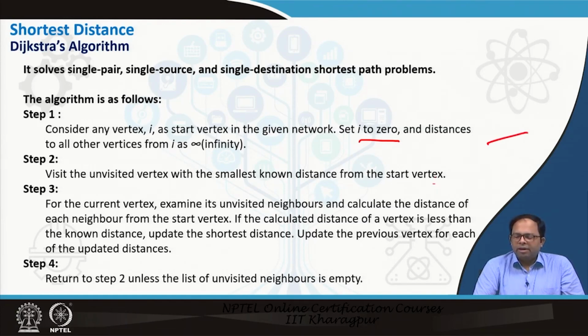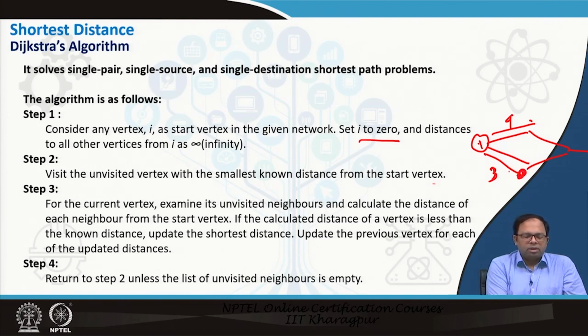So suppose I have a network. So this is my start vertex. So I will reach the vertices along these, which are 3 and 4. So, I will choose the one which has got the least distance. So, I will choose this particular vertex. So, that is what is said: visit the unvisited vertex with the smallest known distance from the start vertex. So, of all the unvisited vertices, this is the smallest known distance.